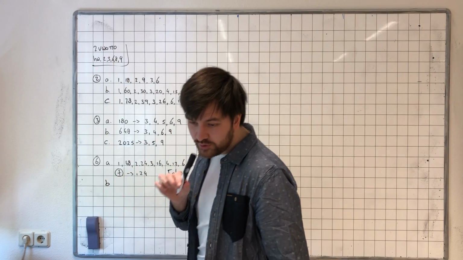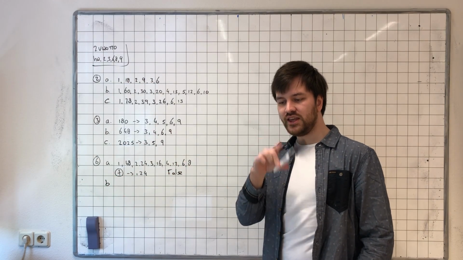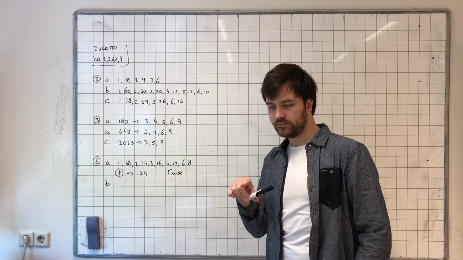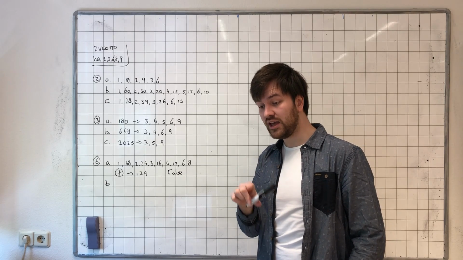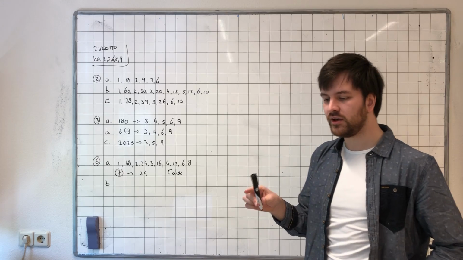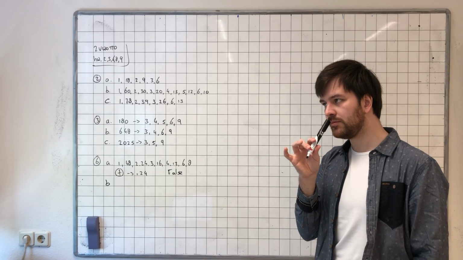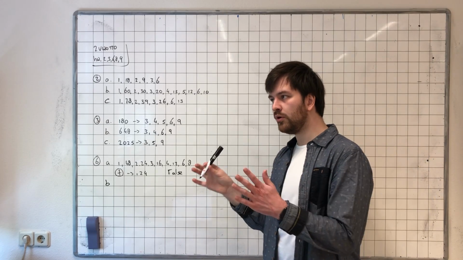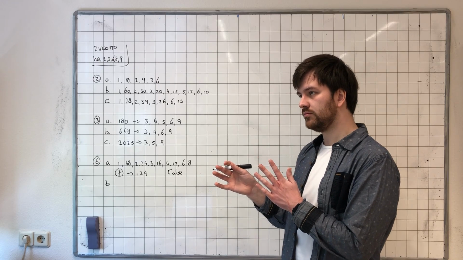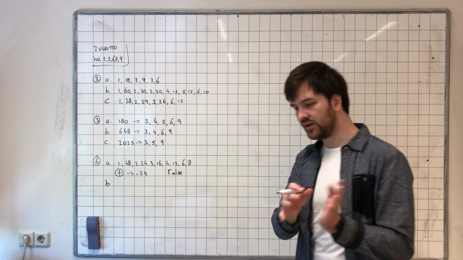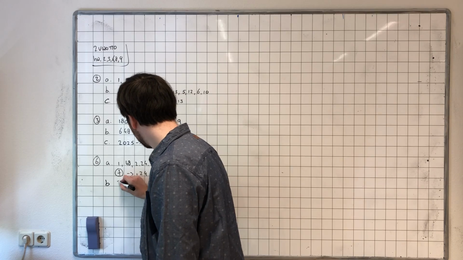The next one, every natural number that is divisible by 3 and 5 is also divisible by 15. Well, think about it. If both of these factors are in there, you can always divide it with 15 as well. So this one is true.